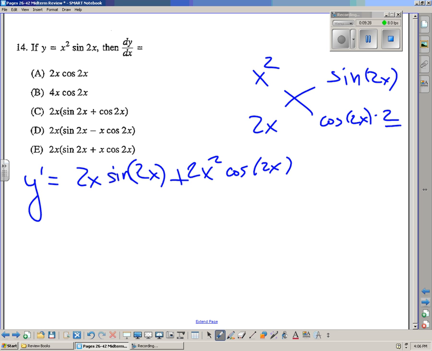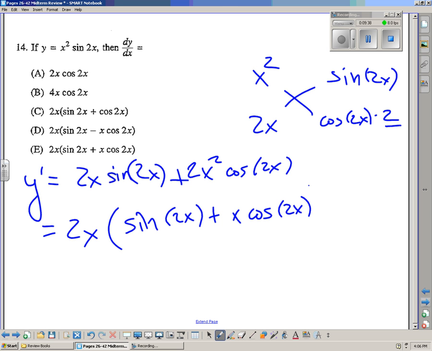We need to factor out a 2x. To get the answer, we would be left with sine 2x plus x cosine of 2x, which is an answer, which is choice E.